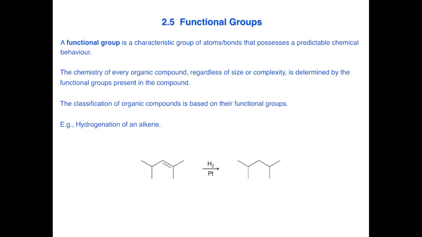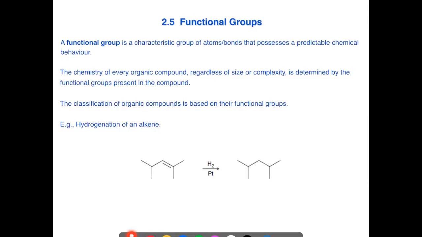In this video, we're going to cover section 2.5 on functional groups. Now, a functional group is a characteristic group of atoms and bonds that possesses a predictable chemical behavior. Now, the chemistry of every organic compound, regardless of its size or complexity, is determined by the functional groups present in the compound. And we use functional groups as a way to classify organic compounds.